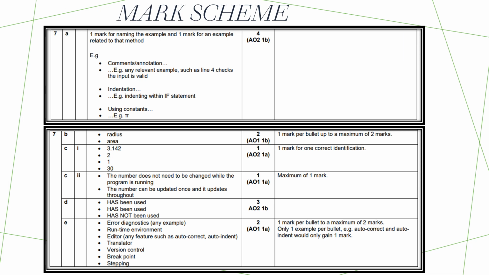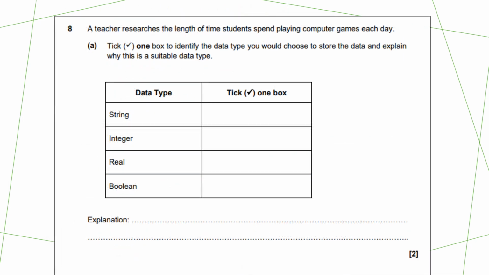Okay, let's move on. Question 8 says, a teacher researches the length of time students play computer games each day. Tick one box to identify the data type you would choose to store the data and explain why this is a suitable data type. So we've got 4 data types here listed. The only one missing is character, and you need to decide which one would be best to store the length of time students spend playing computer games each day. So you tick one box, and underneath you need to provide an explanation as to why you've chosen that data type. So take your time, have a little think about it, write your answer, and we can move on.